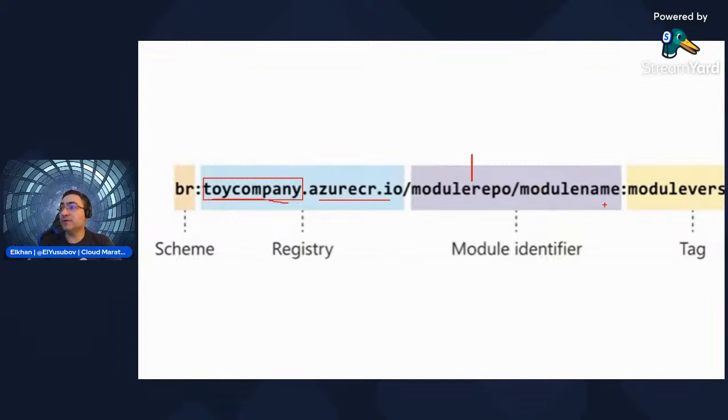Then there would be a module name, right? That's going to define it. And then we'll have a tag. So the tag part is very important. This is basically going to be your way of defining versioning for your private Bicep modules.